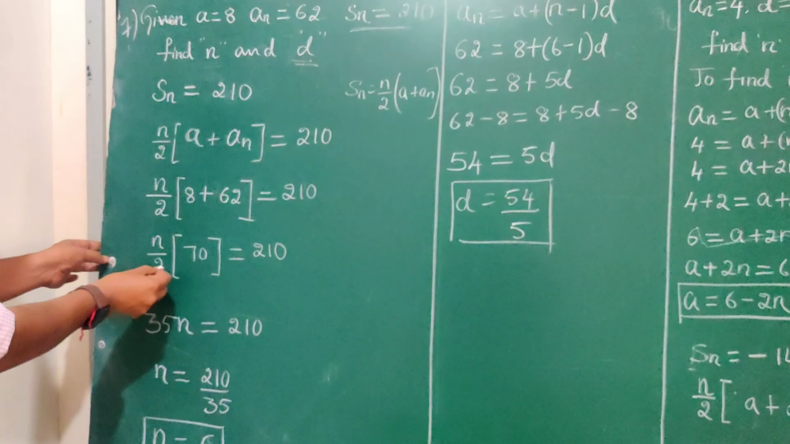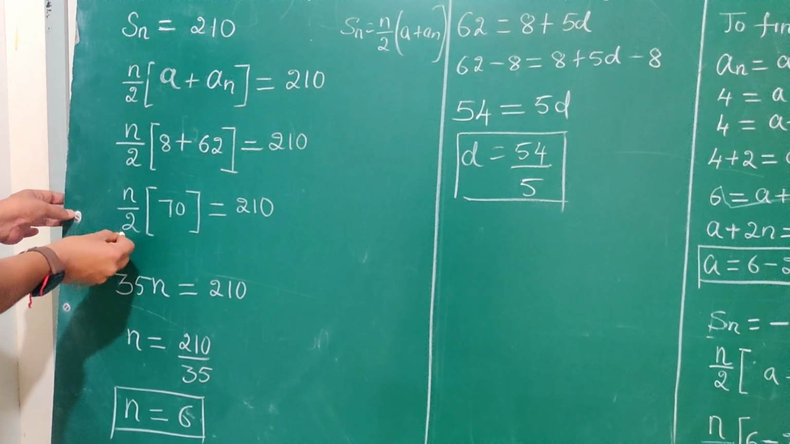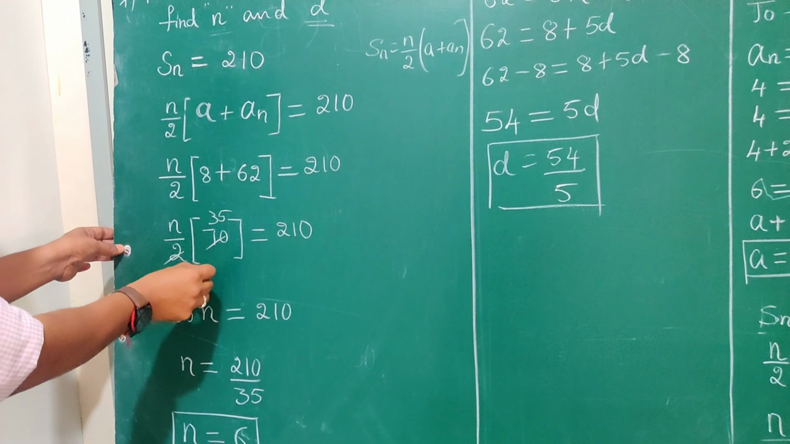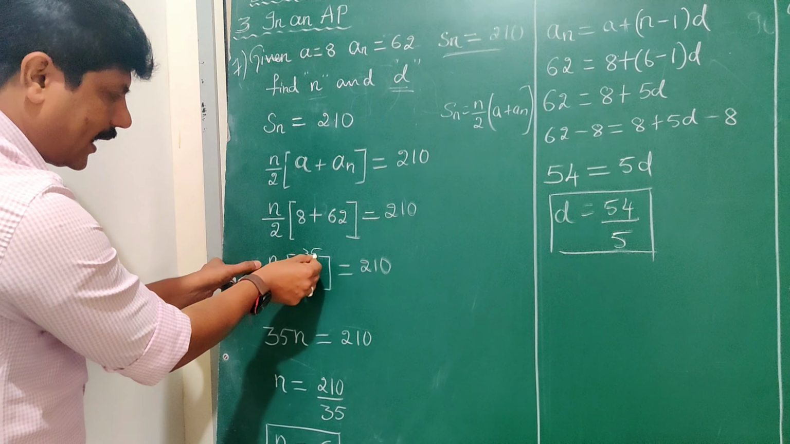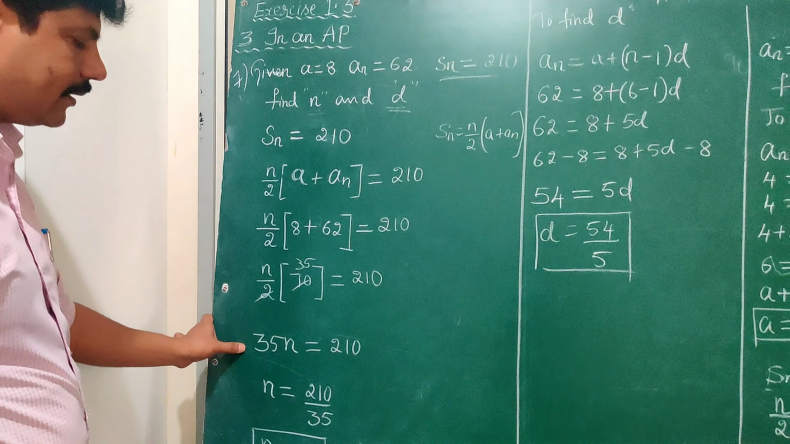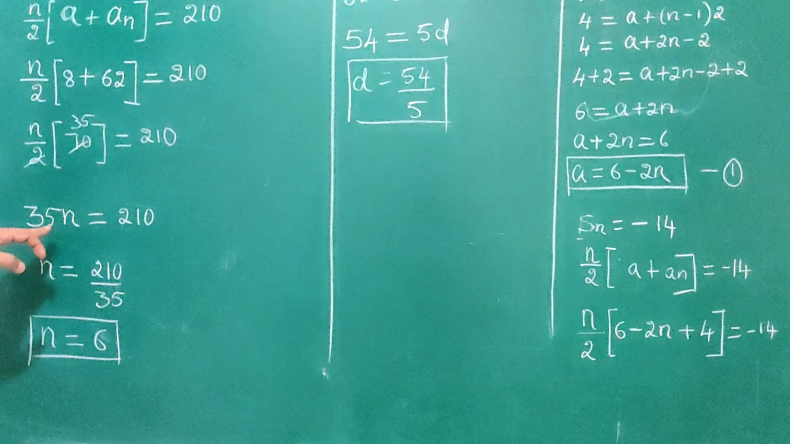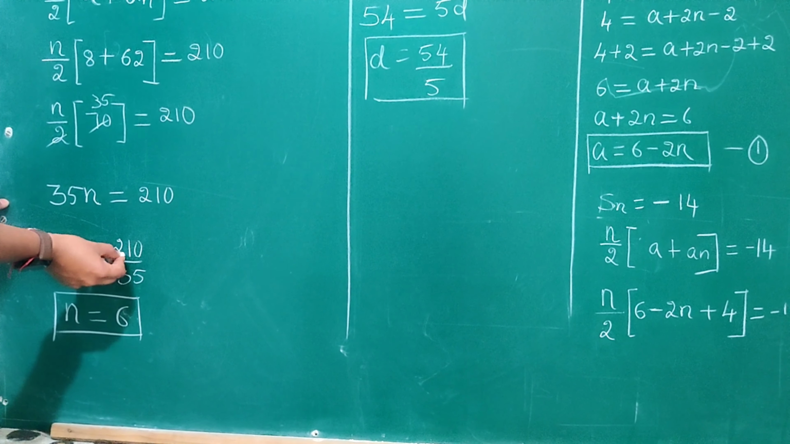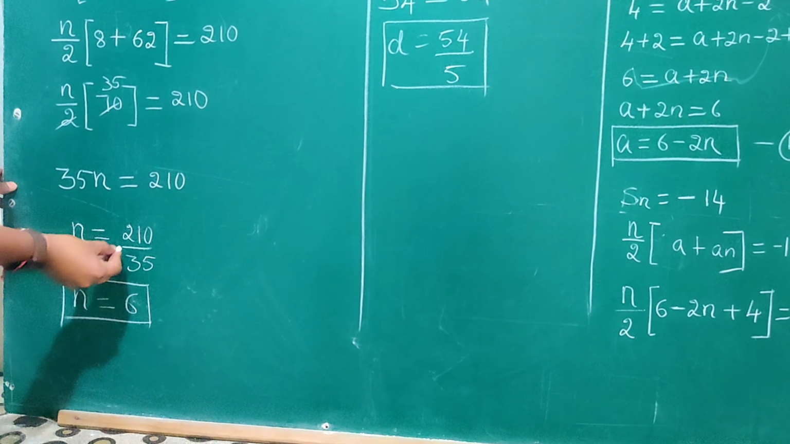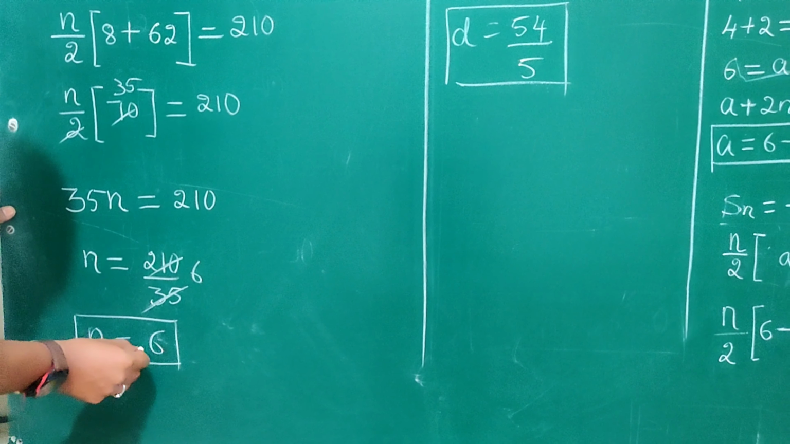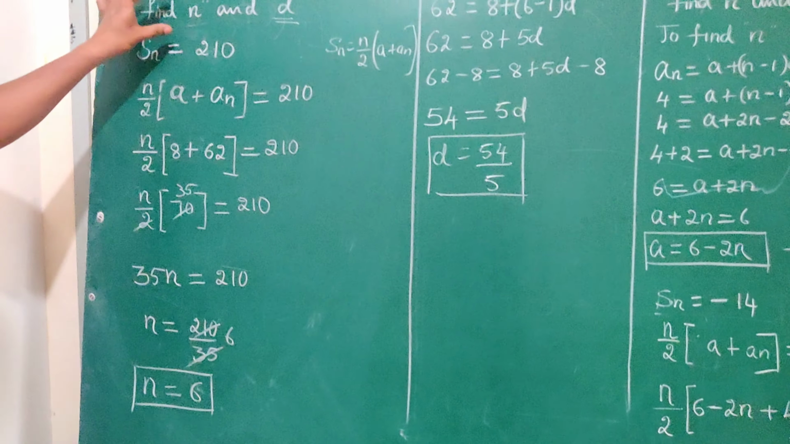Now you can see that 70 can be divided by 2, so 2 into 35 is 70. Therefore, 35 into n, that is 35n, is equal to 210. Now to find the value of n, divide both sides by 35, so n is equal to 210 by 35. If you divide 210 by 35, you will get 6. Therefore, n is equal to 6. Thus, we have got the n value.